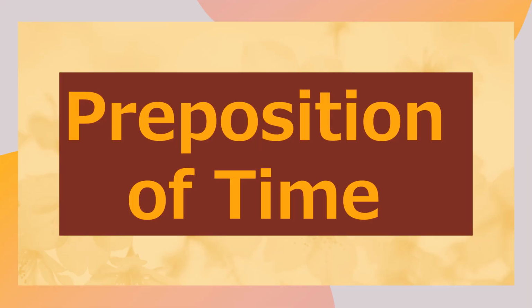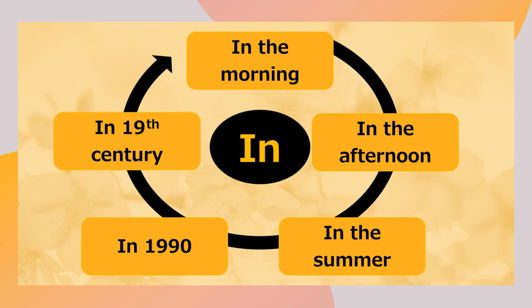We are here to discuss the prepositions of time now. The first preposition in this category is in. In is used with the time of the day, like in the morning, in the afternoon, and then for seasons like in the summer, for the year like in 1990, and to indicate the century as in 19th century.